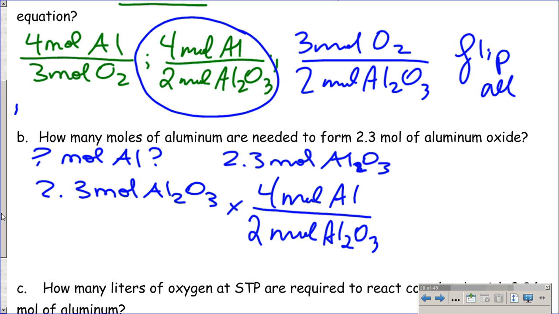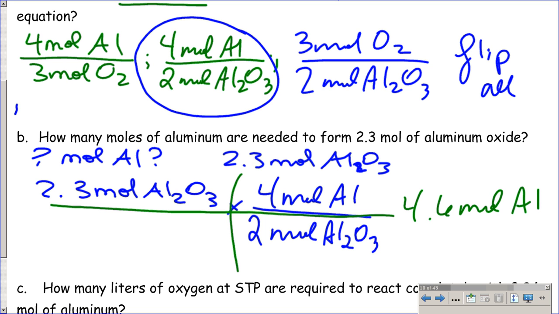So across the board, you would be multiplying 2.3 times 4 divided by 2. So 2.3 times 4, hold on, I have this answer. What am I trying to do? This in my head right now. Ah, 4.6 moles of aluminum. So 2.3 times 4 divided by 2 is 4.6 moles of aluminum. Done. So not bad, right? Not bad. Huh?